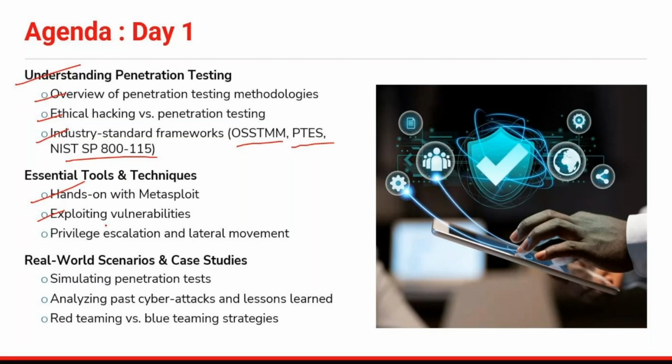Then exploiting vulnerabilities. We'll see how you exploit a vulnerability in any service, right? And then privilege escalation and lateral movement. So we'll be talking about privilege escalation, how attackers do privilege escalation, how they do the attacks, right? And then we'll be moving on towards simulating a pen test, analyzing past cyber attacks and lessons learned. So we'll be picking up a real world case study and we'll see what we have learned from it. And then red teaming versus blue teaming strategies. So this is the agenda for us today.